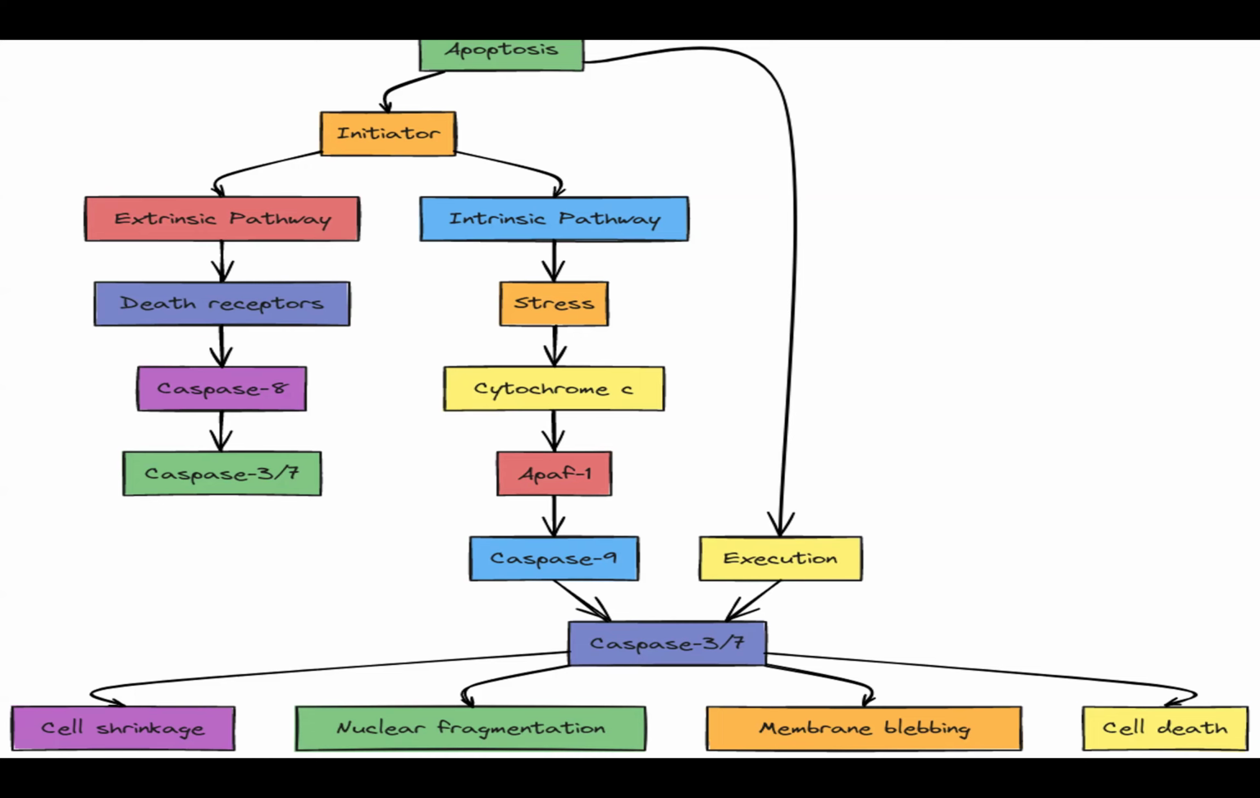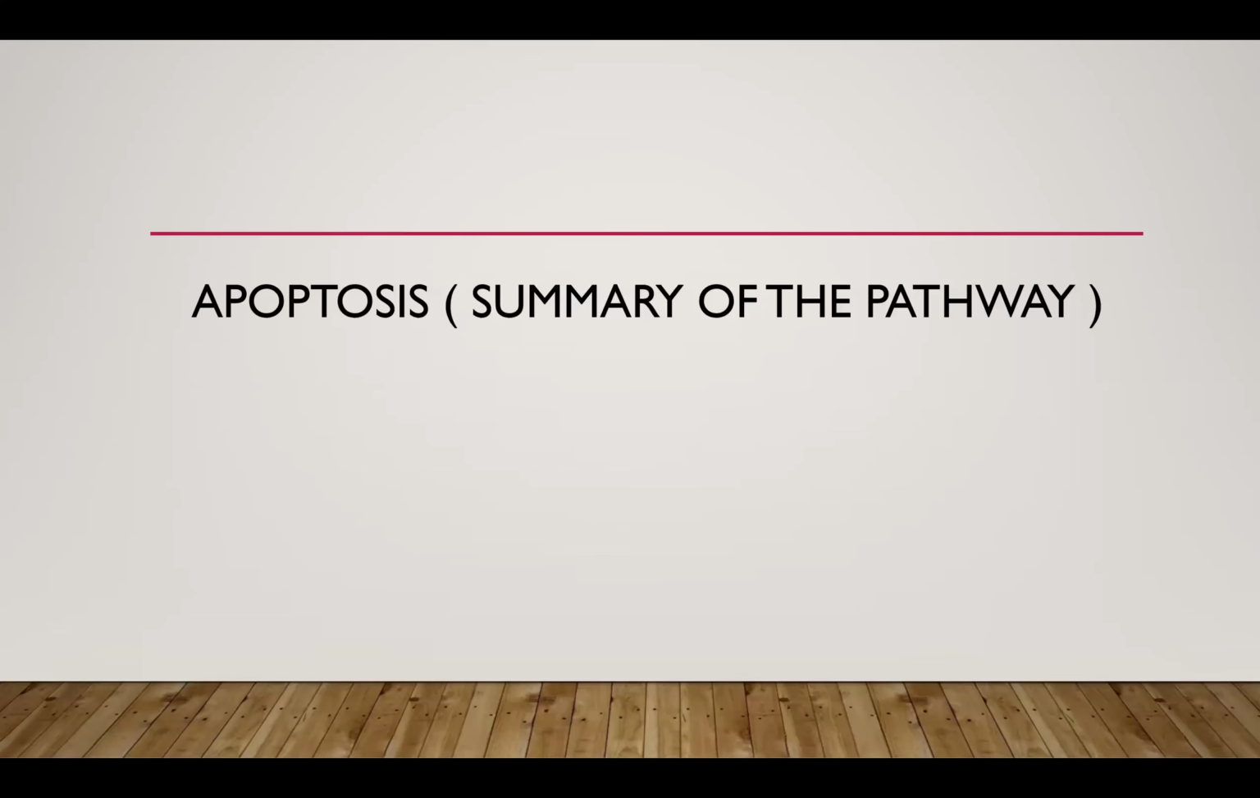So, in summary, the flowchart provides a clear representation of how apoptosis is tightly regulated, ensuring controlled cell death through either external or internal triggers. The process culminates in the efficient removal of cells critical for tissue health and homeostasis. Now I will call my friend Raj to explain the summary of the pathway.